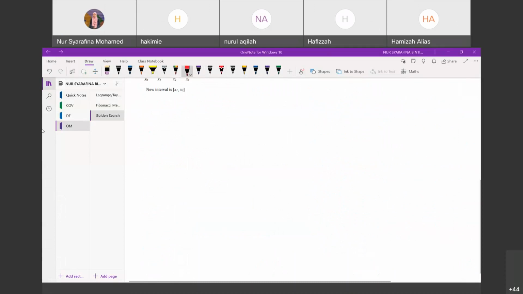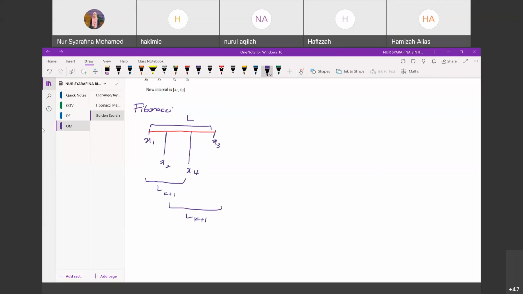In Fibonacci, we have x1, we have x3, right? And then you identify x2 or x4, okay? And then you choose the new interval. This is your current L, and then you will have the next L, plus 1 or this one, depending on the value, if you have x2, have x4, and so on. It depends on the cases.